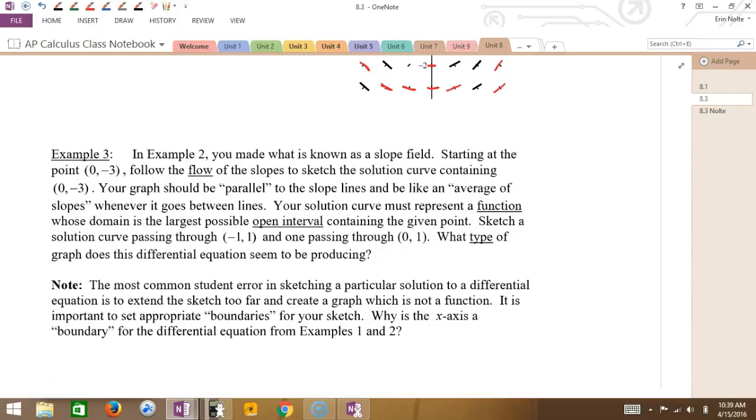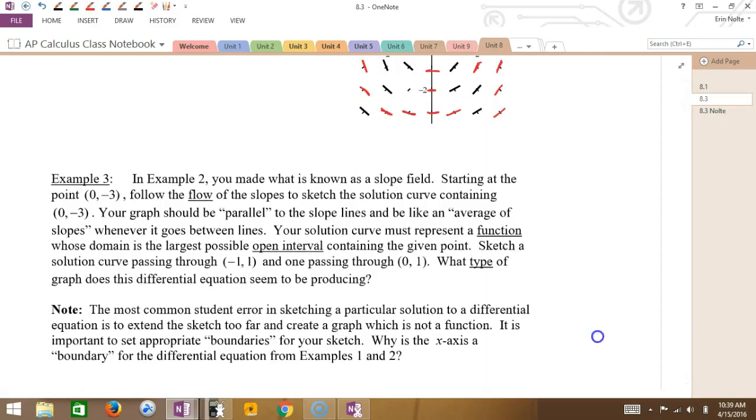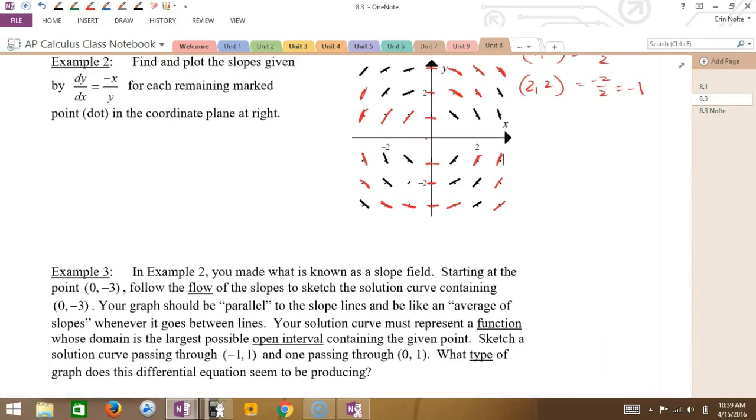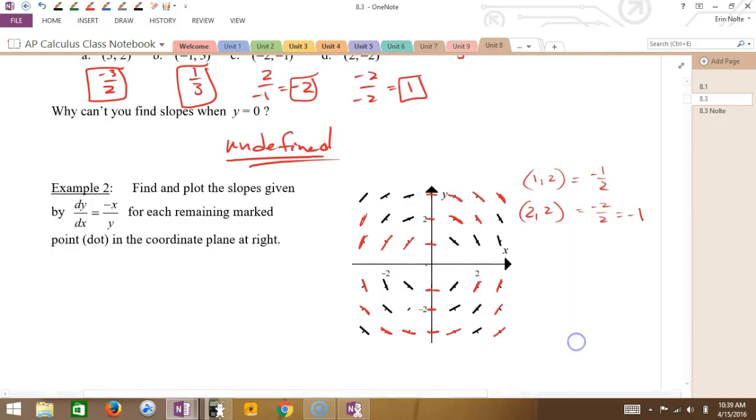So I can't just say it starts at 2, 0, and goes here and comes back down to another point. Those are going to be open circles, which makes sense because what is the slope at the x-axis? Undefined. Yeah, undefined. Remember we wrote that? Hold on, wait for it. There it is. It's undefined.